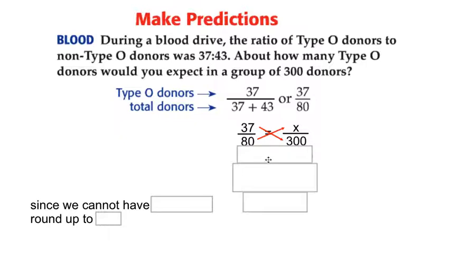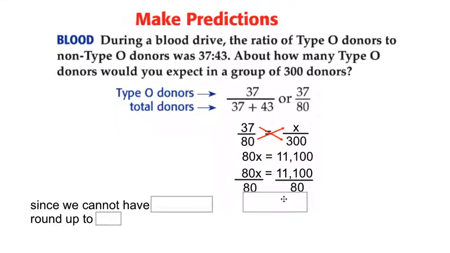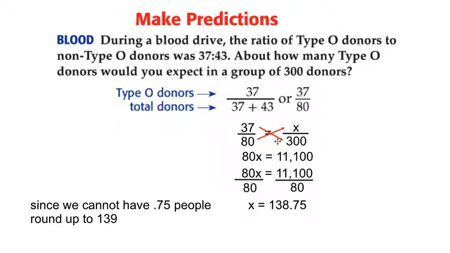And then we're going to do the cross products. 37 times 300 is 11,100. And then we have 80 times x. To get x by itself, we need to divide both sides by 80, giving us a value of 138.75. So we can't have part of a donor, so we're going to round that up to 139 donors.